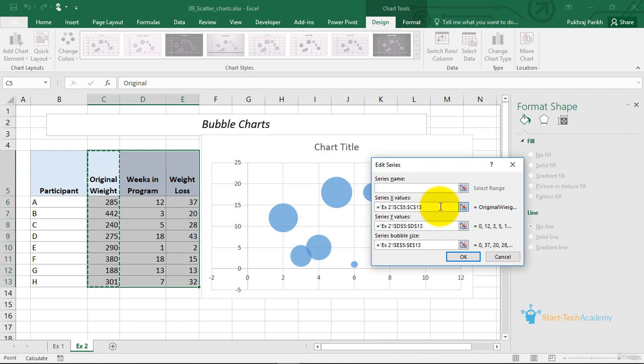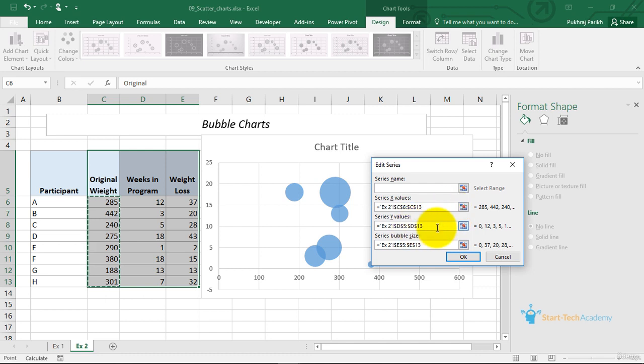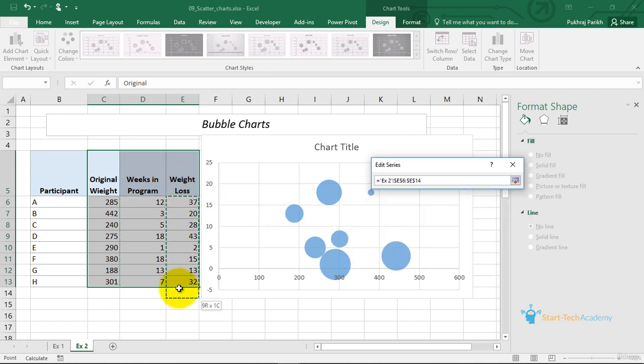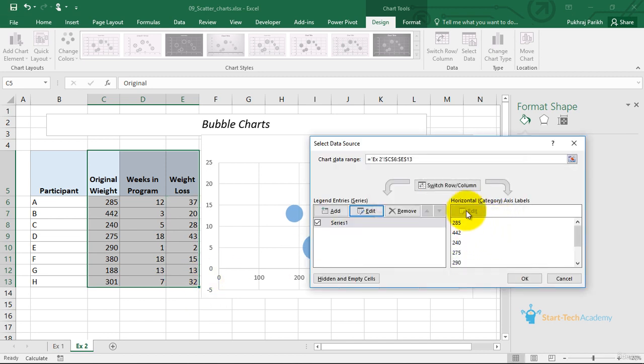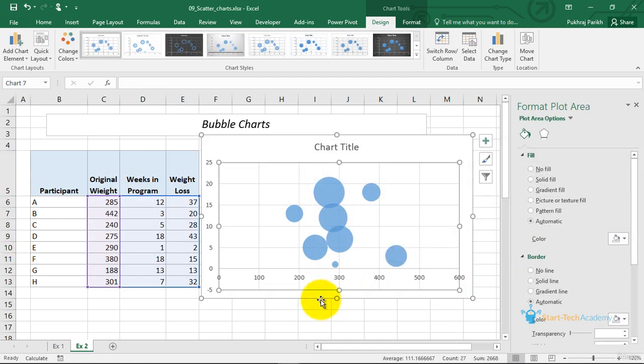So the x value series is the original weight series, the y value series is weeks in program, and the bubble radius will be this one. Okay, and it will automatically decide what should be the horizontal axis labels. You can click on OK, and this is the bubble chart that we wanted to create.